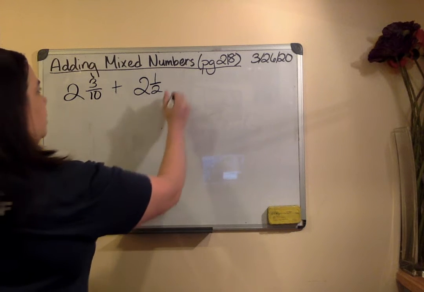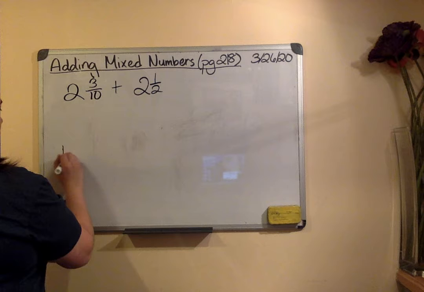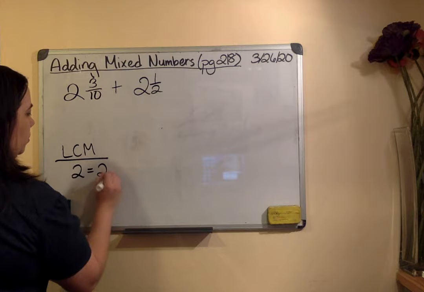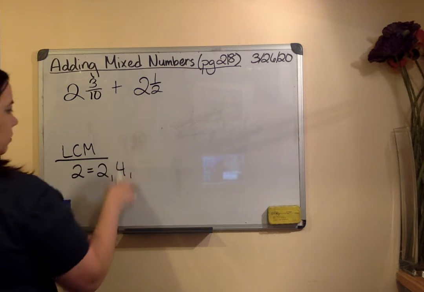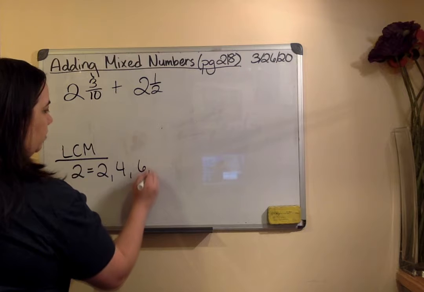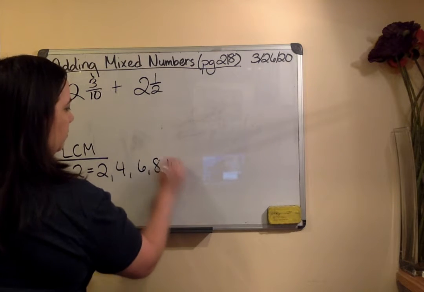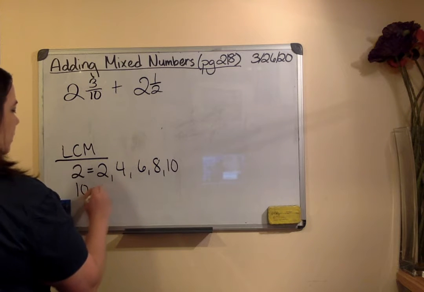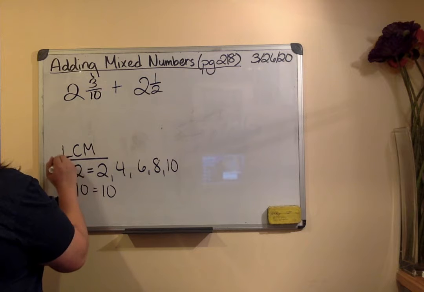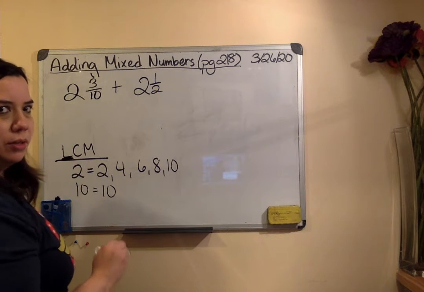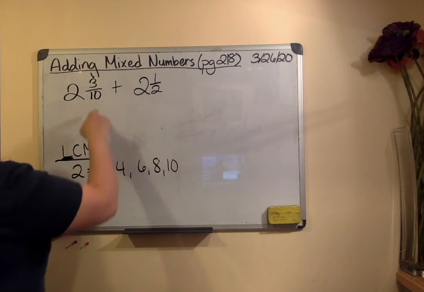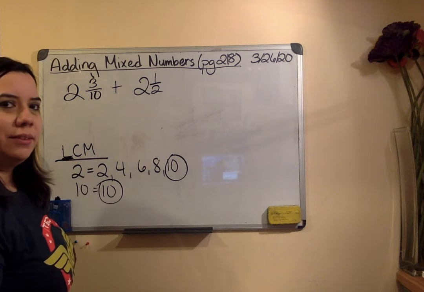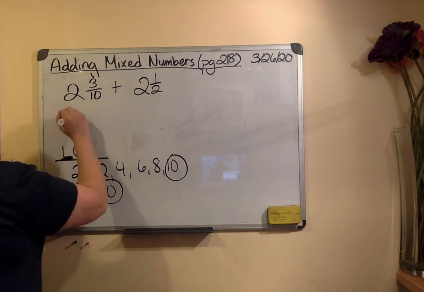So let's write the multiples of 2. So it's 2, 4, no, none of these can get to 10 yet. 6, 8, and 10. There you go. You know that 2 can get to 10. And then, of course, 10 gets to 10. Remember, we want the least common, which means the lowest number. So we're going to go with 10. So do we have to change 2 3/10? No, we do not. So we're going to leave that one alone.